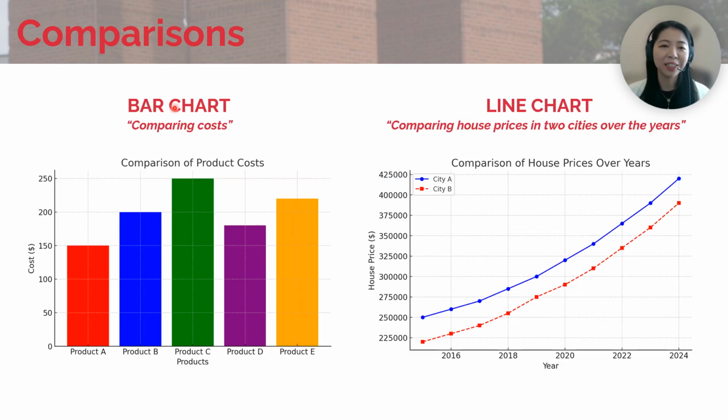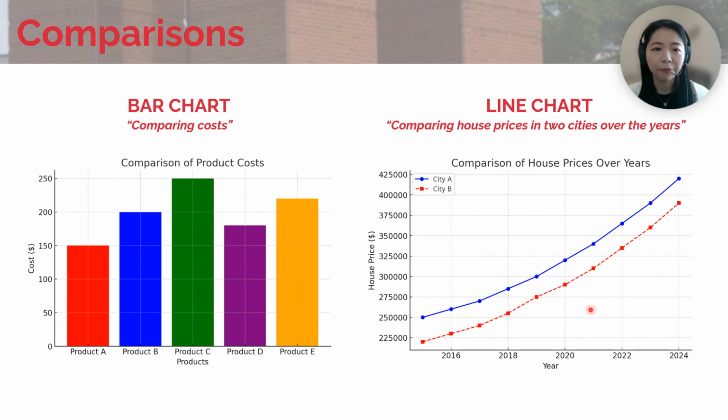While scatter plots show relationships, bar charts and line charts help us compare data directly. So use a bar chart when comparing categories directly. In this bar chart, you can clearly see which products cost more and which cost less. For example, product C is the most expensive.